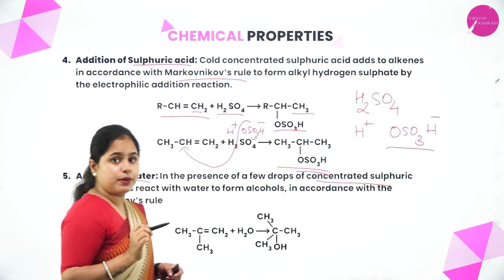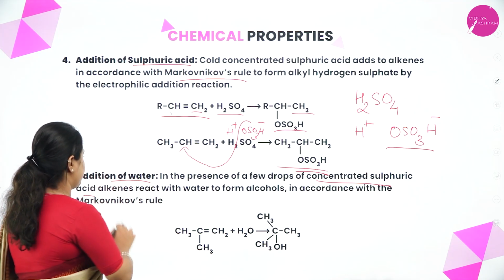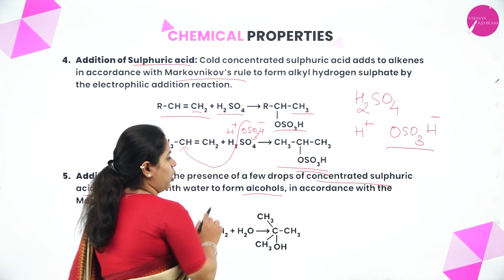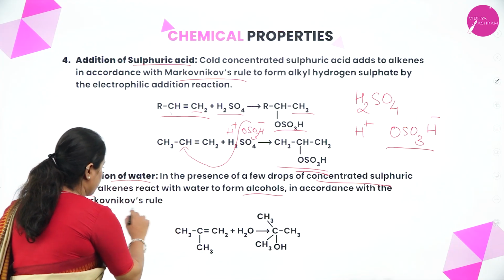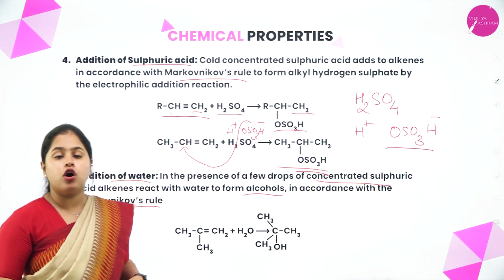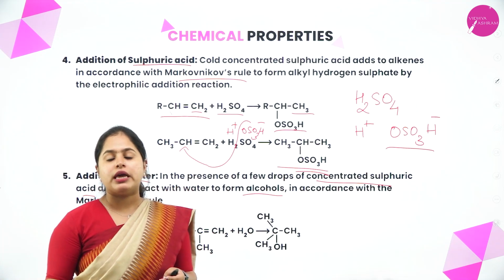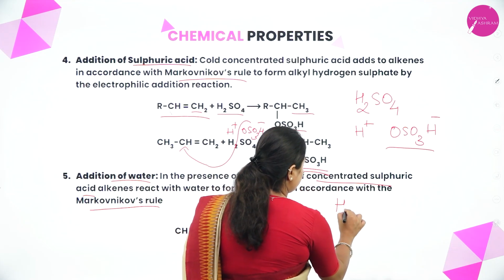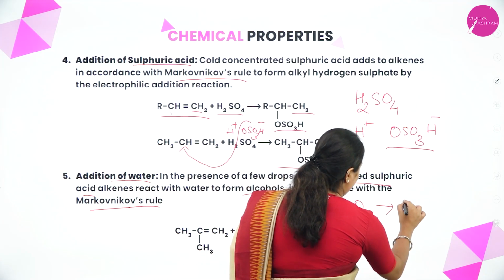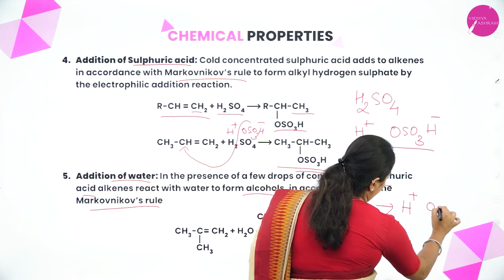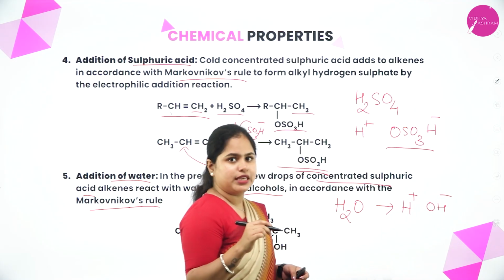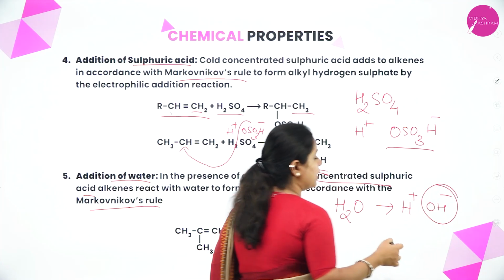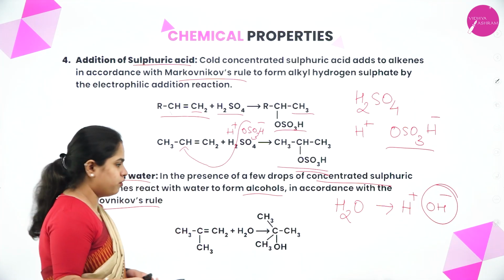So this happens in the presence of a few drops of concentrated sulfuric acid. Alkenes react with water to form alcohols in accordance with Markovnikov rule. Here also it is in accordance with Markovnikov rule, and it happens in the presence of a few drops of sulfuric acid. So again, H2O contains H plus and OH minus ions. Again, yes, it is according to Markovnikov rule. OH minus, which is the negative part, will get attached to the carbon having the lesser number of hydrogen atoms.